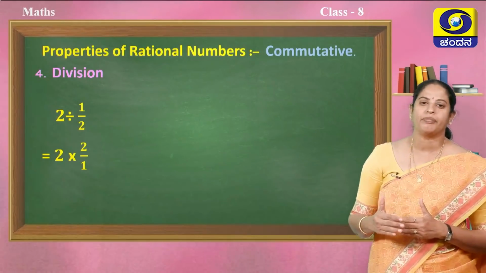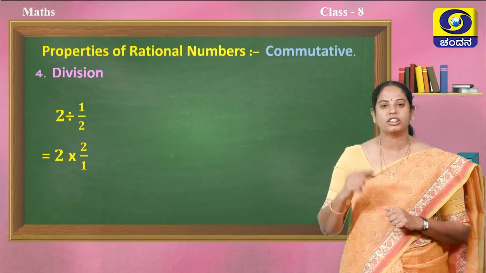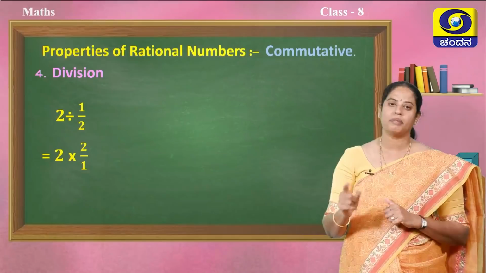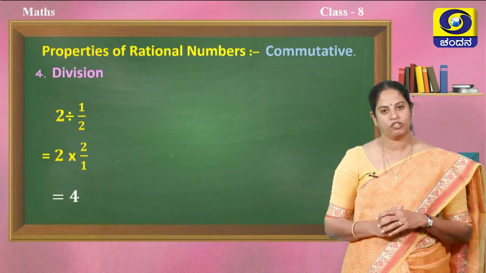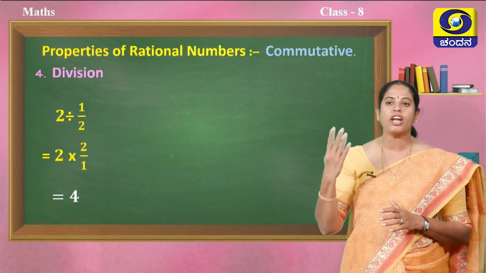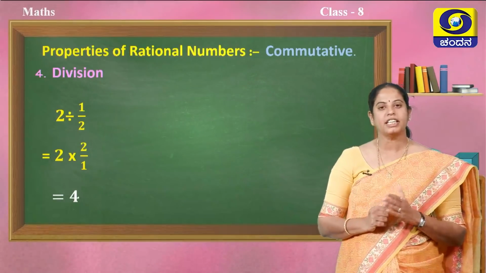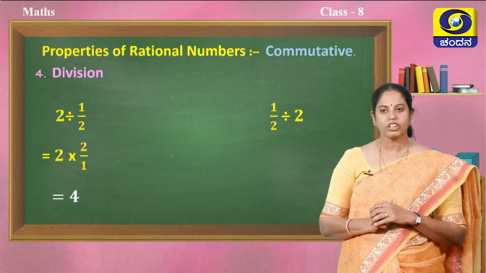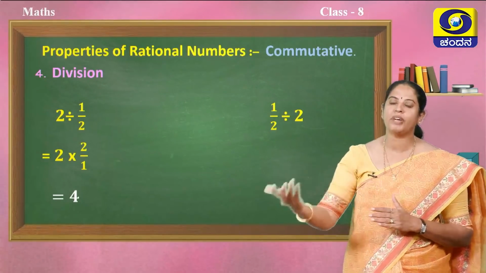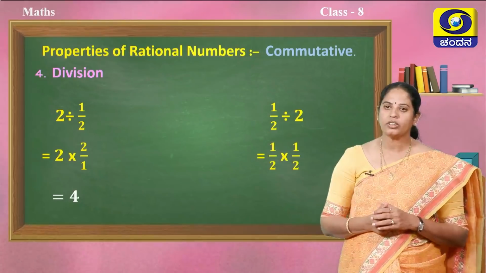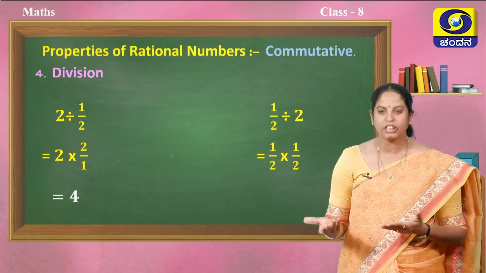So, we consider the multiplicative inverse of 1/2, it is 2/1, and we do the multiplication. So, now the answer is how much? 2 into 2, 4. That means there are 4 halves in 2 wholes. Next, let us divide 1/2 by 2. When a half is divided into 2 portions, how much are we going to get? We know when half a roti is divided into 2 portions, each one will get 1/4 only.